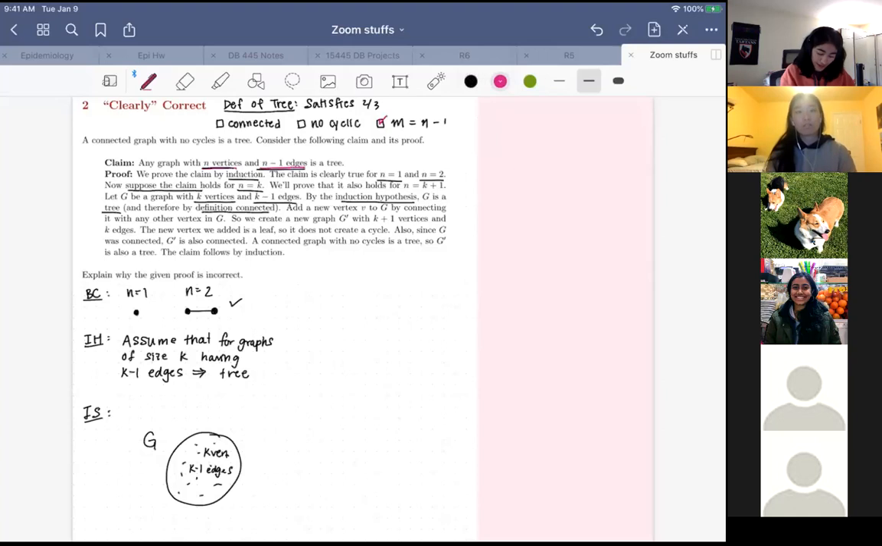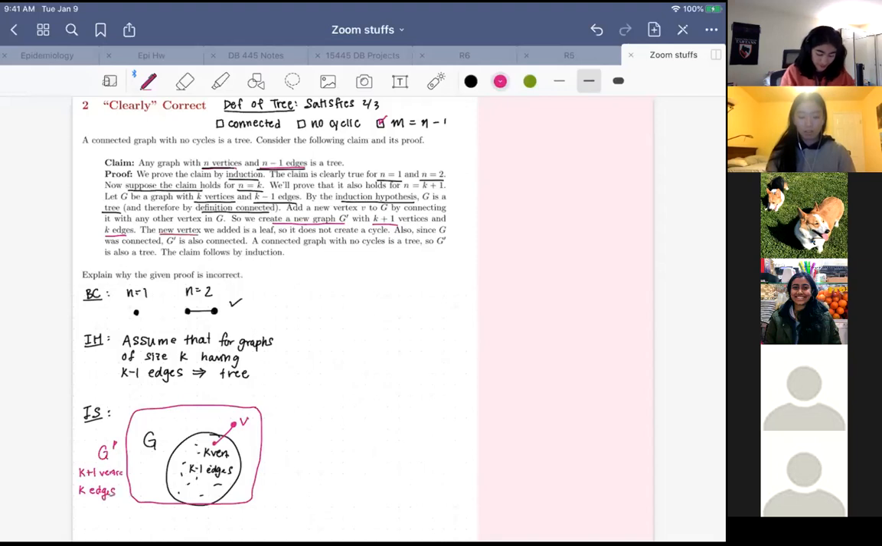Now we're going to add a new vertex to G. So we create a new graph G prime with k plus 1 vertices and k edges by adding a new vertex V. So this is our graph G. We're going to add a vertex sticking out, V, and call this new extended graph G prime. So G prime, since we just added one edge and we added one vertex, has k plus 1 vertices and it has k edges.